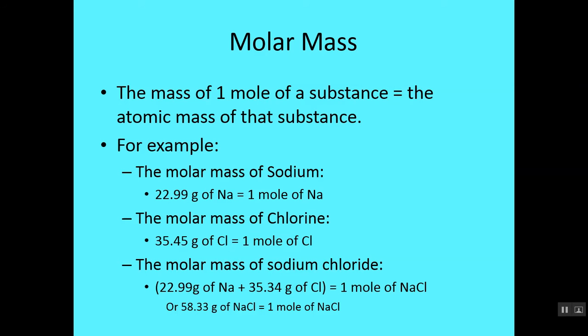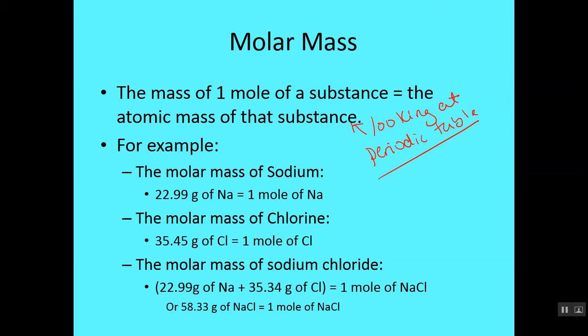So how could we use that? Well, let's just make a note of a few things. The mass of a mole of a substance is the atomic mass of that substance. How do we find that? We find that by looking at the periodic table, the one you have in front of you right now. You could find the atomic mass of any element by simply looking and finding it on the periodic table. So let's just take sodium. We just said that 1 mole of sodium is 22.99 grams.